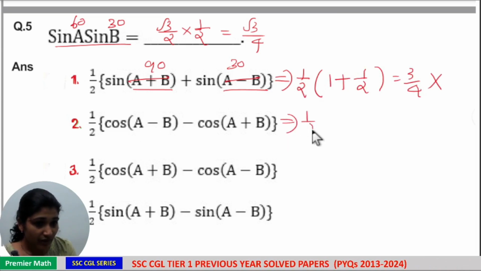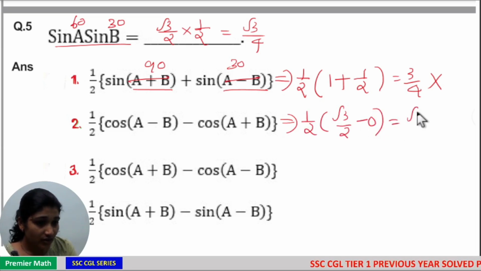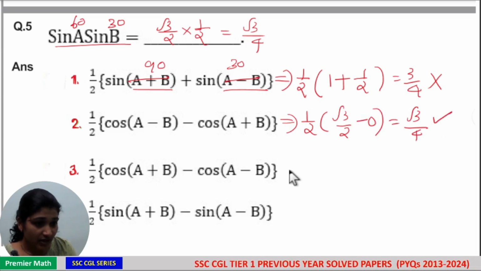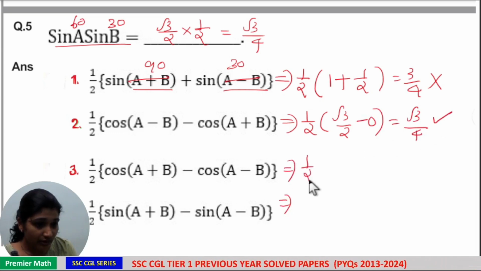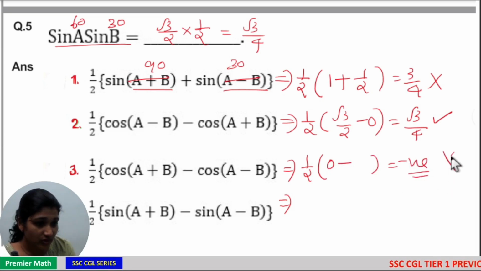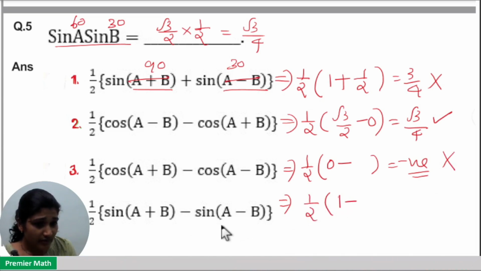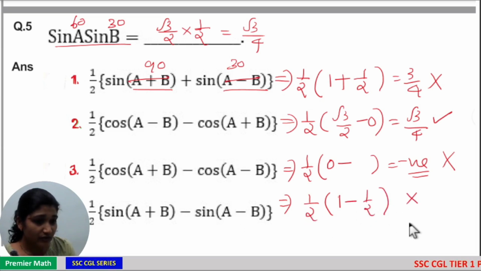Now the second option will become 1 by 2 into cos 30, which is root 3 by 2, and cos 90 is 0. So this is actually root 3 by 4. So this can be our answer. Now let's check 3 and 4. Option 3: 1 by 2 into cos 90, which is equal to 0, minus cos A minus B. So this will become negative. So this is not our answer. And the fourth option will become 1 by 2 into sin A plus B, sin 90, which is equal to 1, minus sin 30, which is equal to 1 by 2. This is not our answer. 1 minus 1 by 2 is 1 by 2, so this will become 1 by 4. So option 2 is your answer.